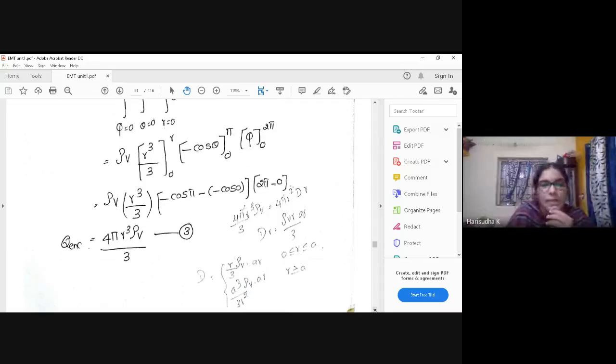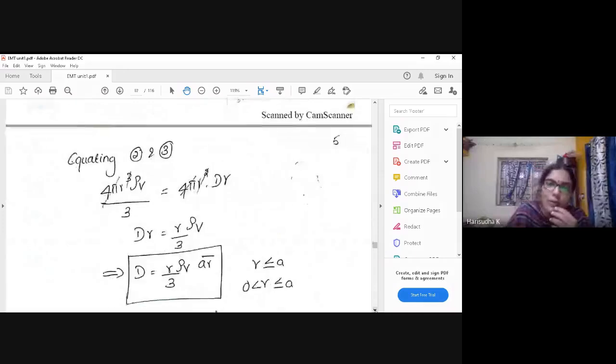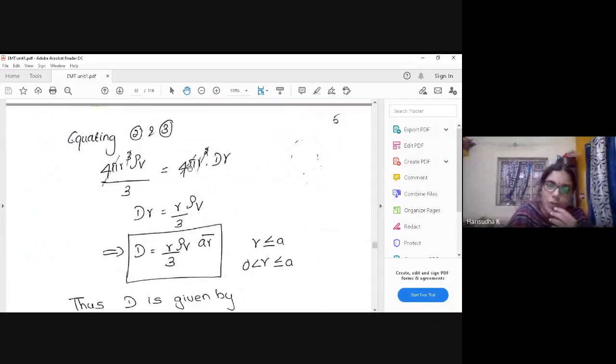Okay. And similarly, already we have found the enclosed charge with respect to the differential surface area. So equating 2 and 3, we get 4 pi r square rho v divided by 3 equal to Dr into 4 pi r square. Cancelling all the possible terms, we get Dr equal to r by 3 into rho v, and D is equal to Dr into unit vector along the direction r. Therefore, D is equal to r by 3 rho v into unit vector ar.